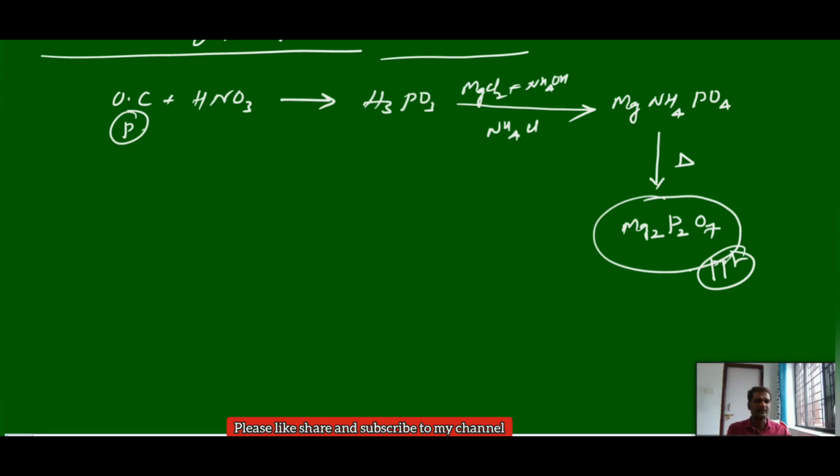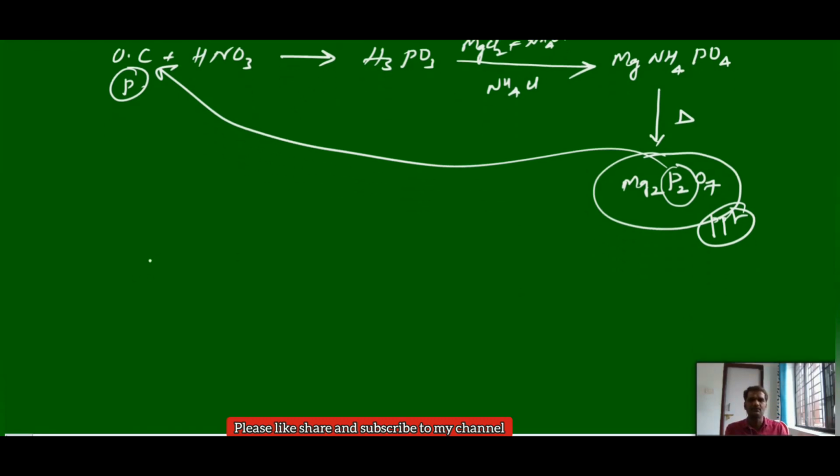Again, you calculate the weight of this magnesium pyrophosphate formed in this chemical reaction. Once you know the weight of this compound, you can identify the weight of phosphorus present in it. The phosphorus present in this precipitate is coming from the organic compound only. Again, you can identify the percentage of phosphorus, just like the previous one: the weight of phosphorus by the organic compound weight into 100%.